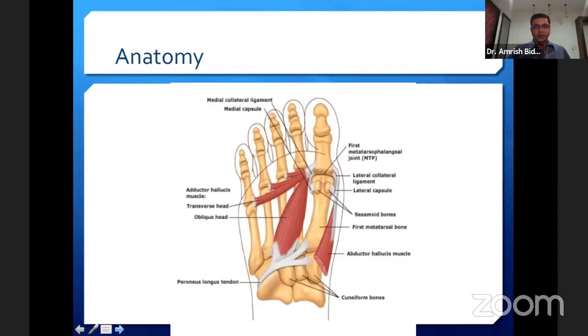Looking at the anatomy of the foot, this is a view from the plantar side. This is the sesamoid complex that you see under the first metatarsal head. This is the joint that is in question, which is the first metatarsophalangeal joint. You have this strong muscle on the lateral side, which is the adductor hallucis, and a muscle on this side, which is called the abductor hallucis. They attach to the base of the proximal phalanx of the big toe. And you also have these ligaments on the side. So these muscles and ligaments play an important part.